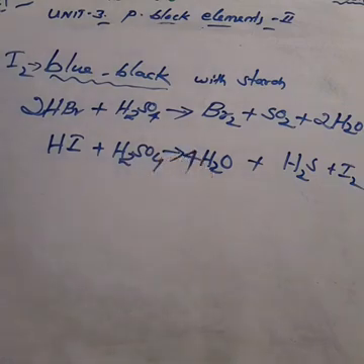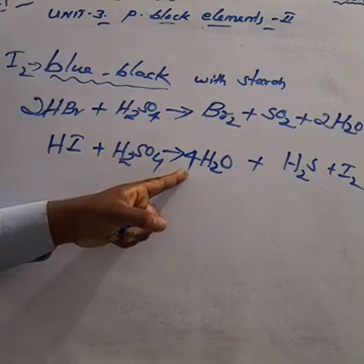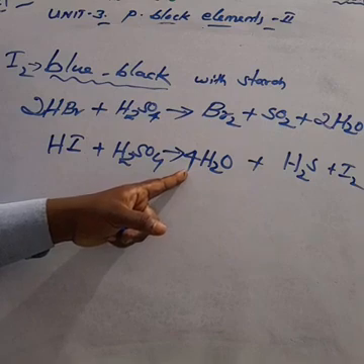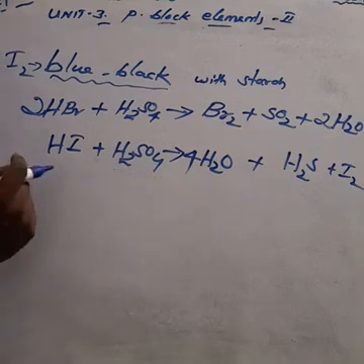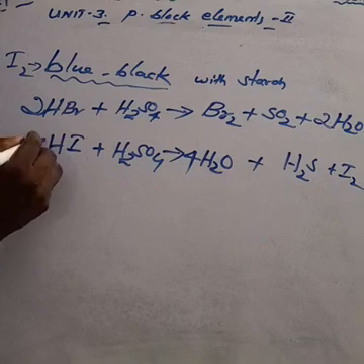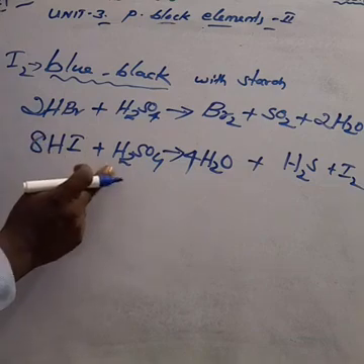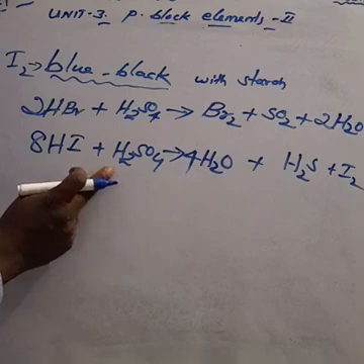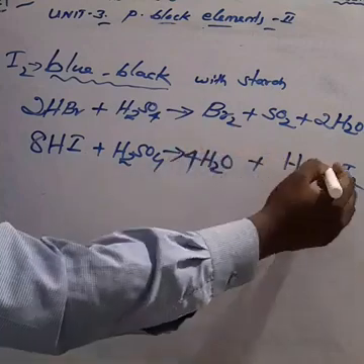Next. 4 water molecules means 8 hydrogen, and also 2 hydrogen in H2S, so 10 hydrogen. So make it on the reactant side 8 hydrogen iodide. So 8 plus 2, 10, over. Now how much iodine is there? 8 iodine, so we can write 4I2.